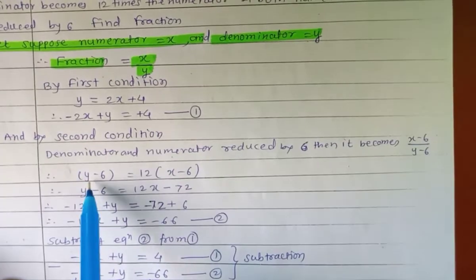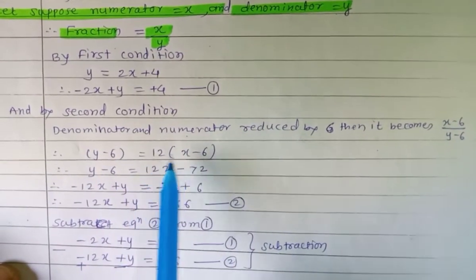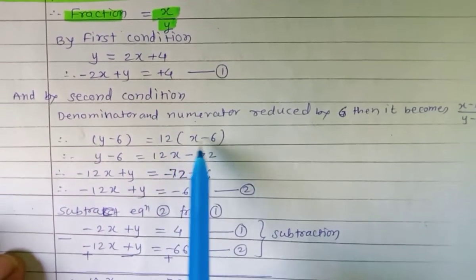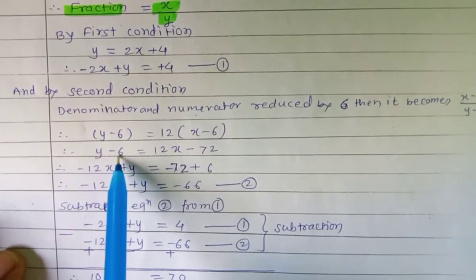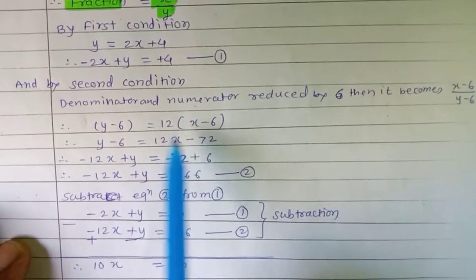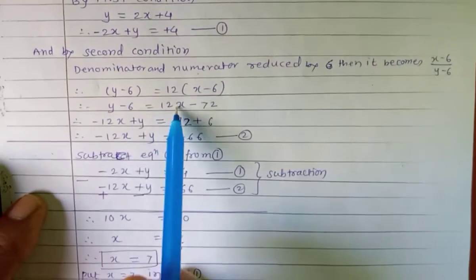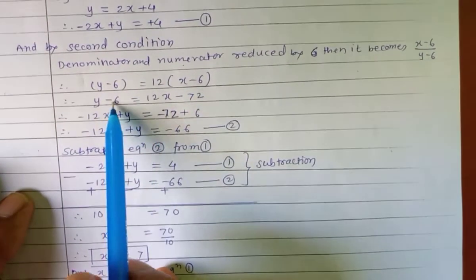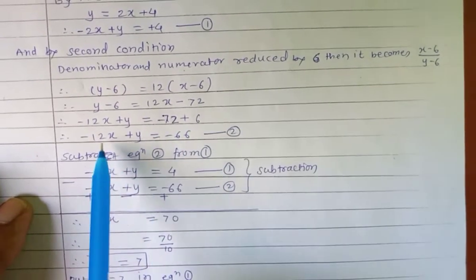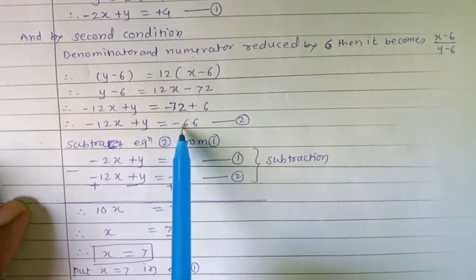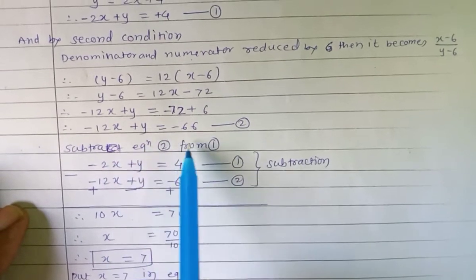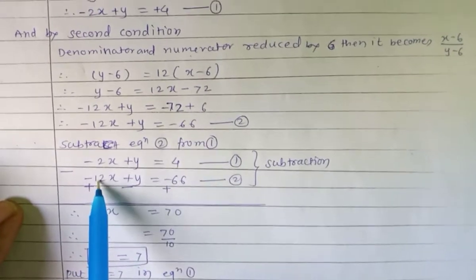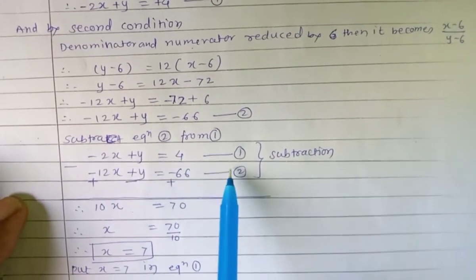After reducing, the second condition is that the denominator is 12 times the numerator, therefore y minus 6 equal to 12 times the numerator, means x minus 6. y minus 6 equal to 12x minus 72. Transfer 12x here: minus 12x plus y equal to minus 72 plus 6, therefore minus 12x plus y equal to minus 66. Therefore you have two equations: minus 2x plus y equal to 4 is the first equation, and minus 12x plus y equal to minus 66 is the second equation.